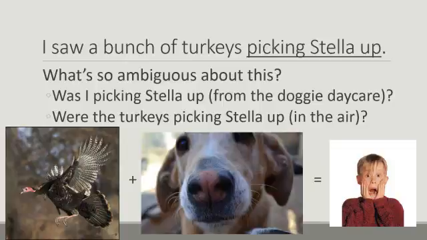But when I said this out loud, I saw a bunch of turkeys picking Stella up, she imagined that the turkeys themselves were picking Stella up. She thought that that phrase, picking Stella up, was modifying the turkeys. And if you think about that, that's a really ridiculous image to have. Turkeys don't really fly very well. They might get 5 or 10 feet off the air. So it's pretty funny to imagine a turkey or a whole gaggle of turkeys picking up our dog and flying away with her. But that's what she pictured when she heard this sentence, and there's a reason for that, and it's called the dangling modifier.